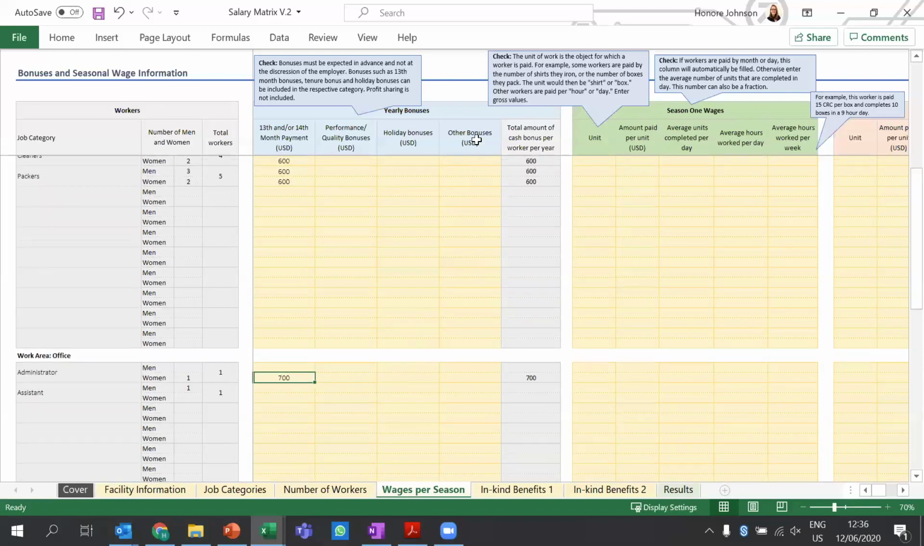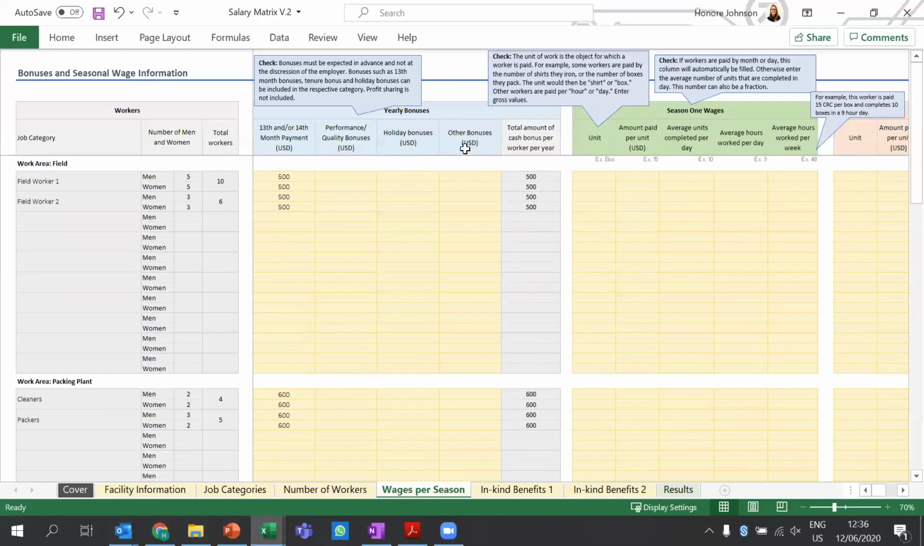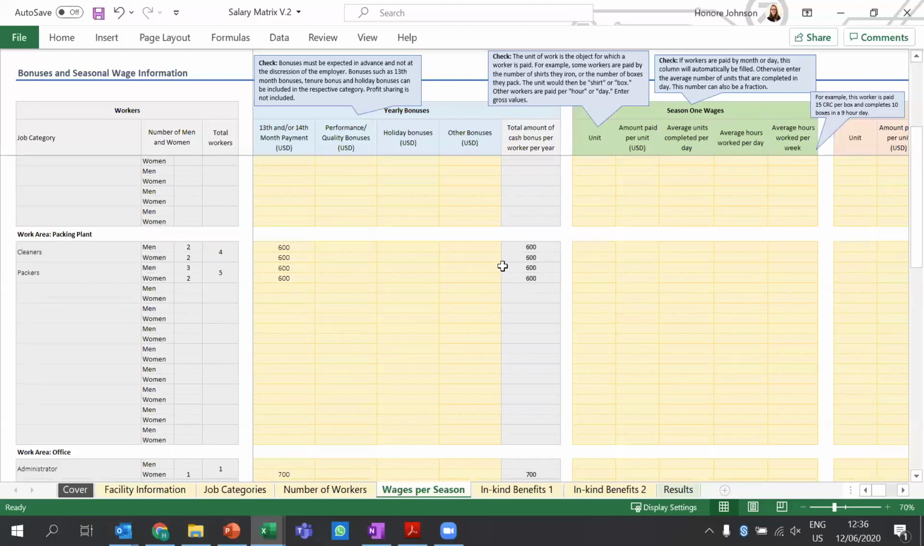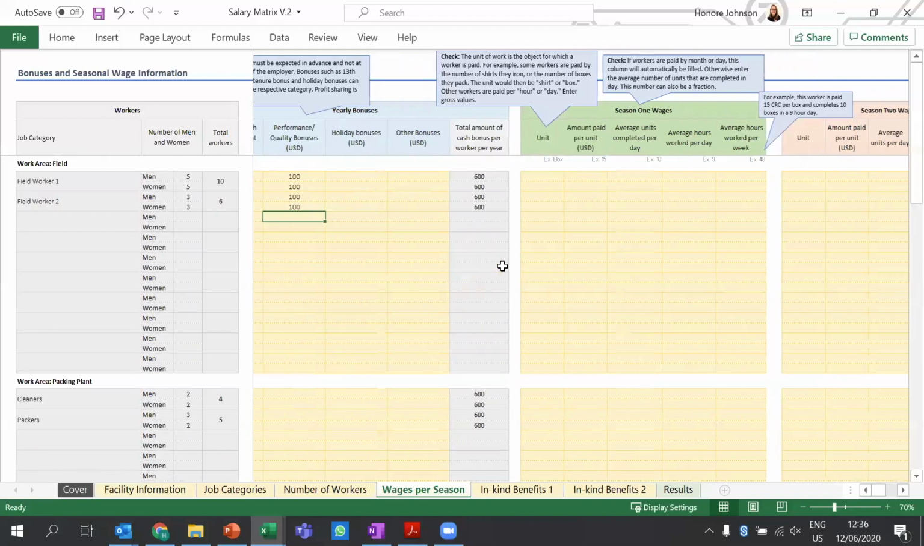You can also enter in other bonuses in the other category, and in the gray category, you will see the total bonuses received for the year. For example, if we give a productivity bonus or performance bonus to both the field workers, we can say that this is about $100 a year, and you will see this sum total being added in this column. Once you have filled out yearly bonuses for all job categories and all work areas, you can move to the right, where you can enter in the season 1 wages.